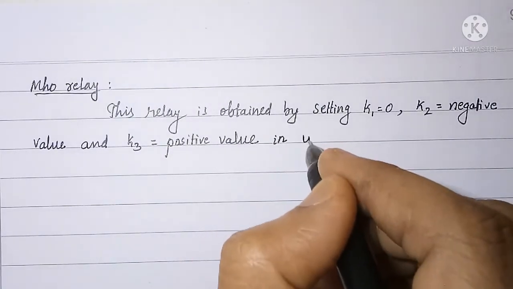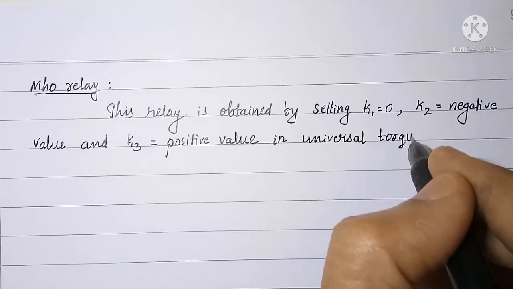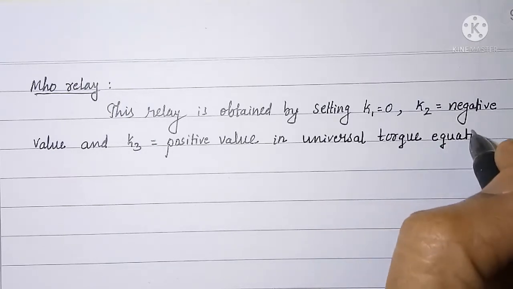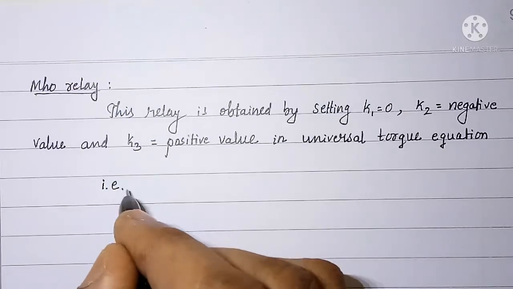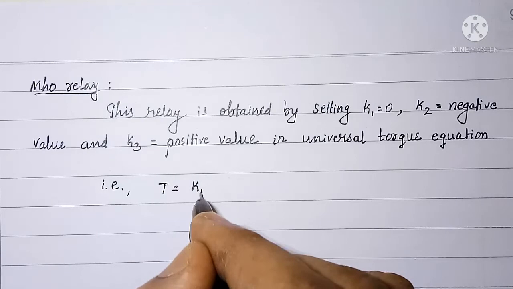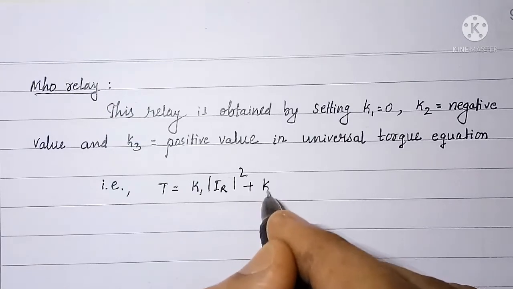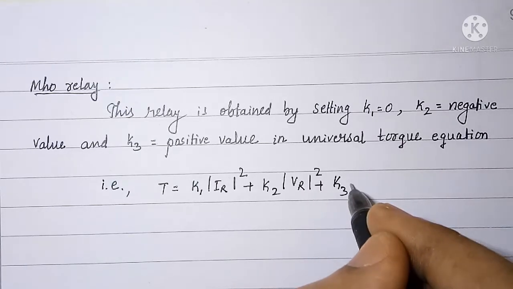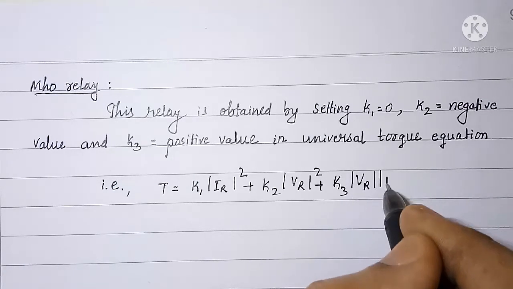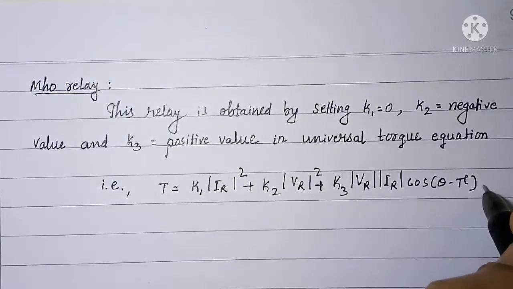In universal torque equation, that is T equal to K1 IR square plus K2 VR square plus K3 VR into IR into cos of theta minus tau plus K4.